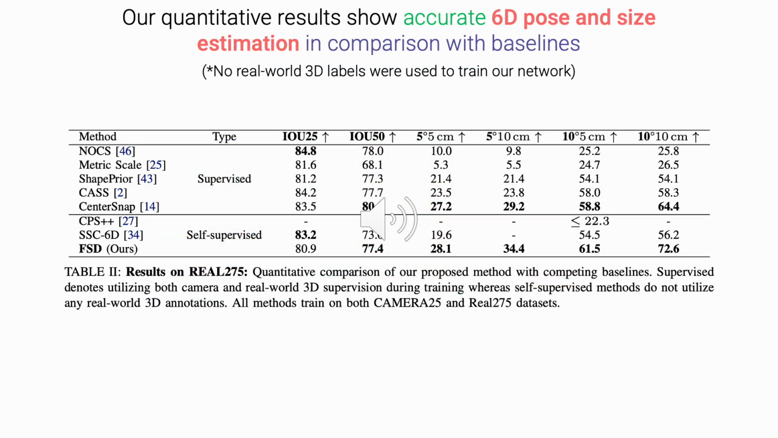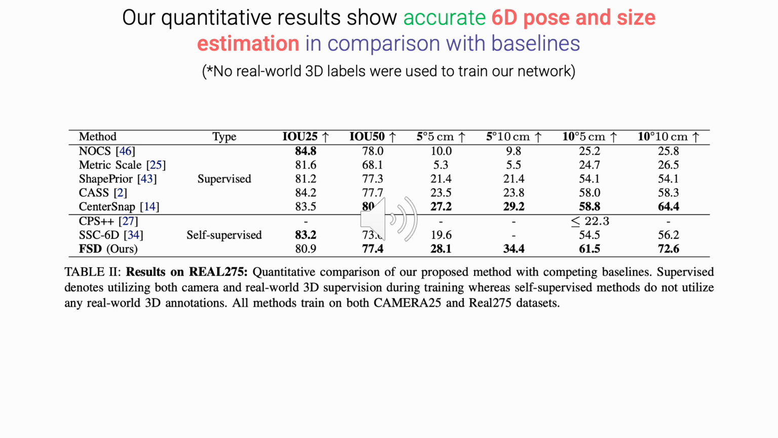Our quantitative results demonstrate the accuracy of our 6D pose and size estimation in comparison with baselines. Against fully supervised baselines, we observe superior performance in pose estimation across all mAP metrics and very similar 3D detection performance, which is the IOU metric. This is a significant result as all supervised baselines use 3D real-world labels unlike our method. This hints that our method was able to learn useful 3D inductive biases without being directly trained for it.